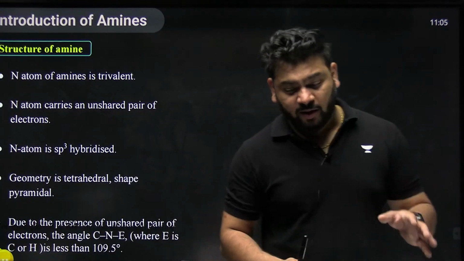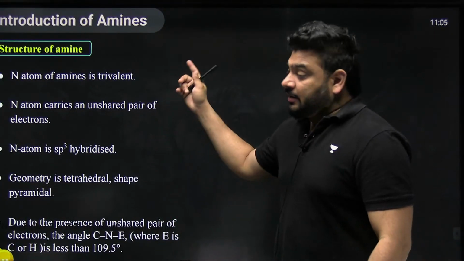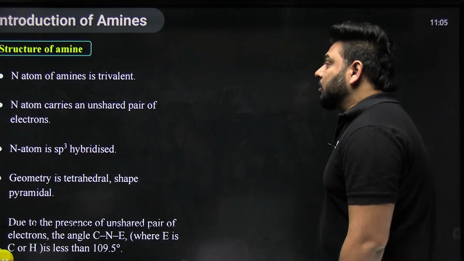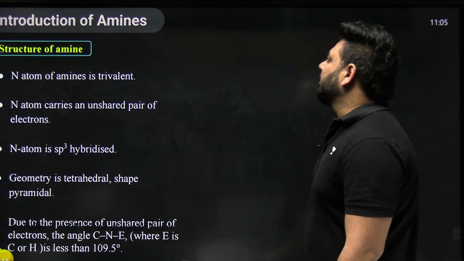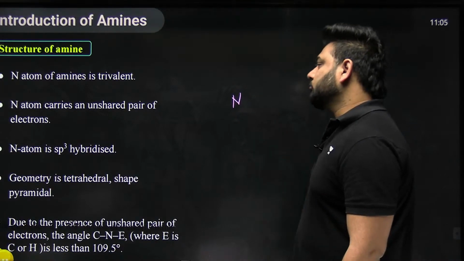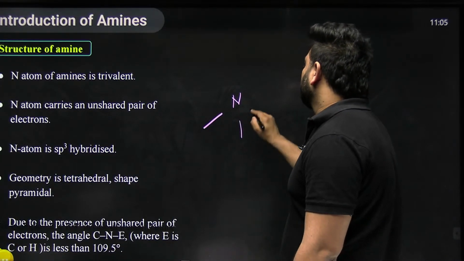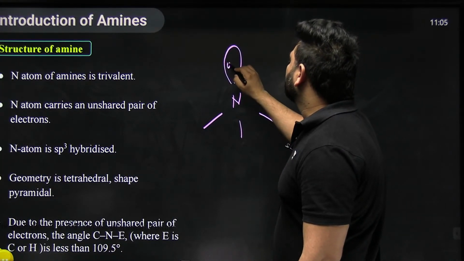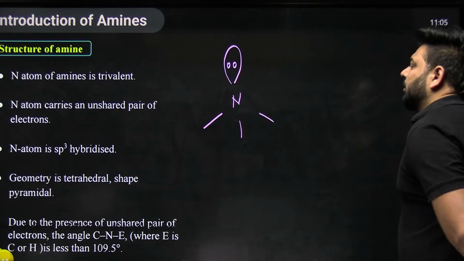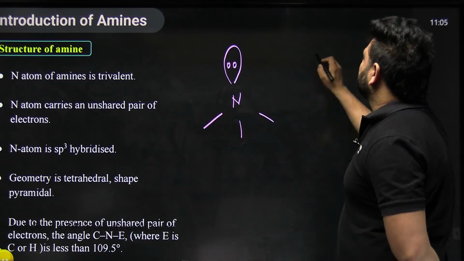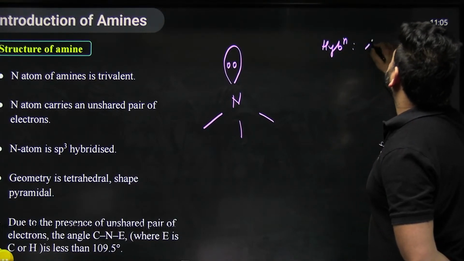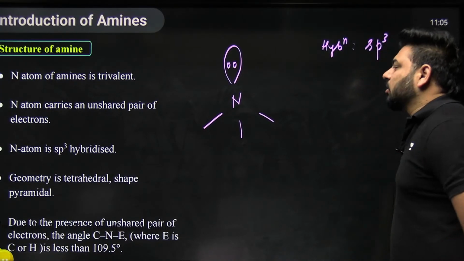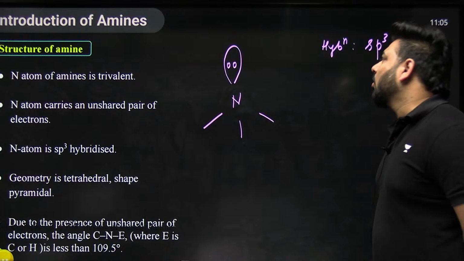That's how we do it in common, and that was the IUPAC naming. Next is the structure of amine. So how is the amine structured? Amine is trivalent. Nitrogen is connected with three groups, and one of them is the lone pair. So the hybridization of nitrogen is sp3. We can see the total steric number is 4: 3 bond pairs and 1 lone pair.